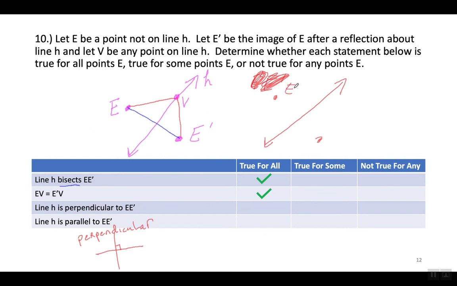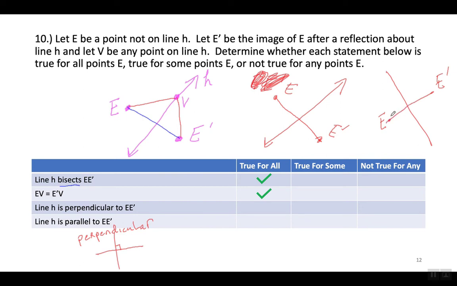All right. Wherever you put point E, if you reflect it over that line, E prime is on the other side, and when you connect them, that segment from E to E prime is always going to be perpendicular to this line, no matter how you draw it. Okay, I could draw it like this. Let's say E is right here. If I reflect it, E prime, it's always going to be perpendicular, always.